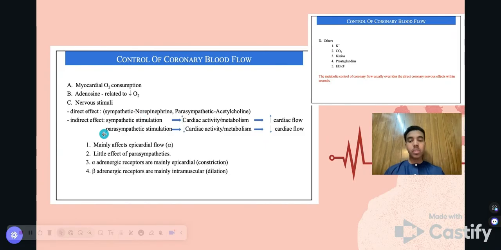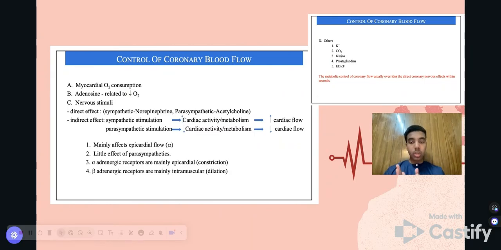Nervous stimuli: you have sympathetic and parasympathetic. Your sympathetic stimulation has direct and indirect effects as well. The direct effect of the sympathetic is to release norepinephrine onto your heart itself, which is going to increase cardiac output. What does it act on? It acts on alpha adrenergic receptors, which are mainly epicardial, and on beta adrenergic receptors, which are mainly intramuscular. The alpha adrenergic causes constriction. The beta adrenergic causes dilation.